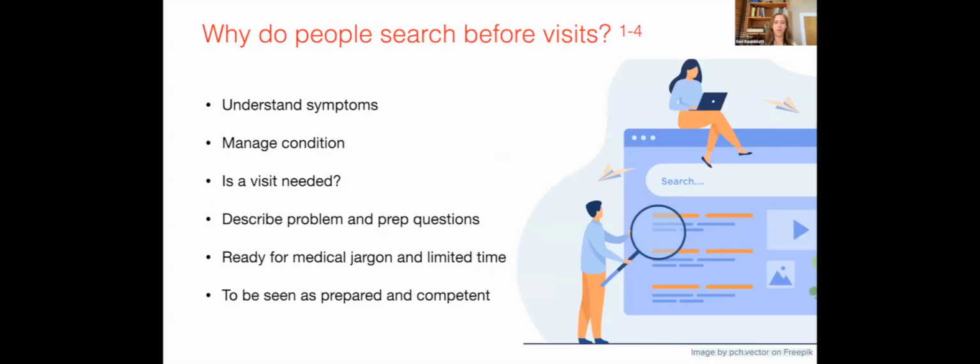and addresses their worries and their concerns. So when we look at the research on why people go to the web and search before they come to a visit, they're trying to understand their symptoms. They're trying to manage the condition. They're actually trying to figure out, do I even need to go in and see somebody, or am I just kind of freaking out and blowing this up in my own head? They really want to be able, when they come in, to appear to you like they have their act together. They want to be able to describe the problem and have good questions.